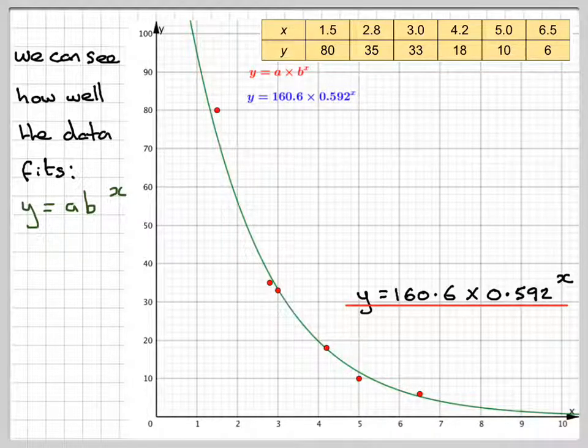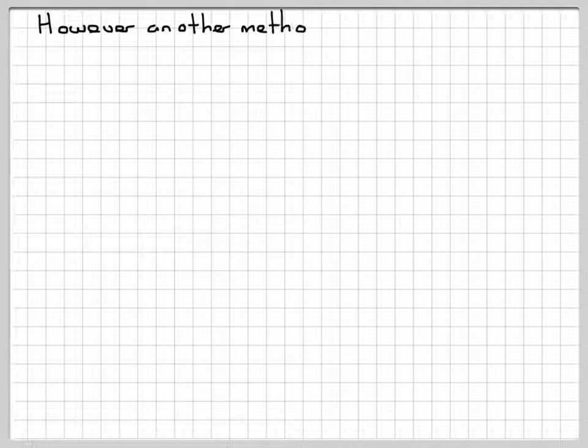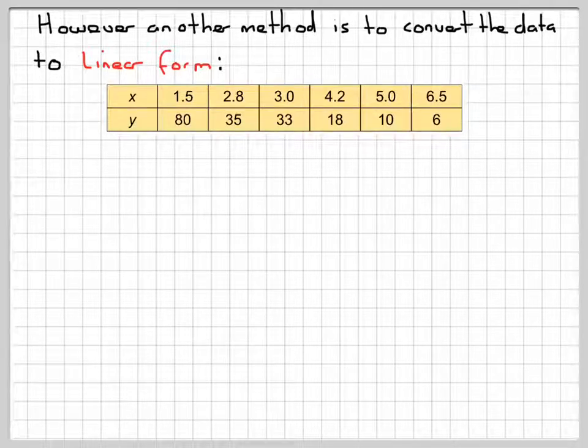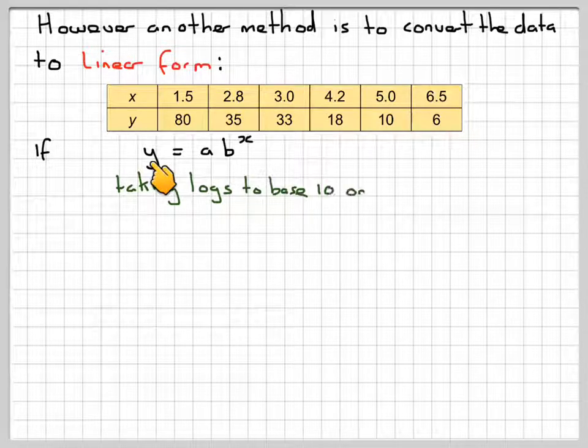Right, now what did we do in the days when perhaps we didn't have graphing software? Then it is possible to use a different method. The method is called converting the data to linear form. So there is my data, and we said y was equal to a b to the x. Now if we take logarithms of both sides, we could take log to the base 10, but you can take any base if you wanted.